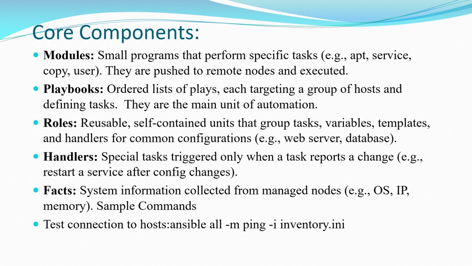Ansible core components. Ansible has several core components: modules, playbooks, roles, handlers, and facts. Modules are small programs that perform tasks like installing packages or managing services. Playbooks are collections of tasks executed in order. Roles are reusable components that organize tasks and configuration. Handlers are special tasks that run only when changes occur, like restarting a service. Facts are system details collected from nodes, such as IP address or OS. These components work together to automate infrastructure.